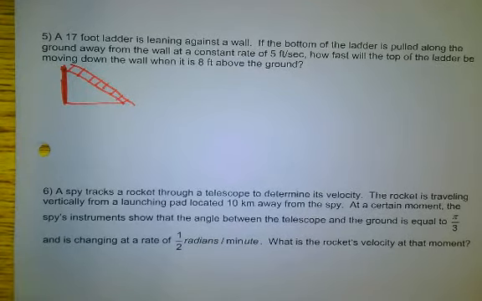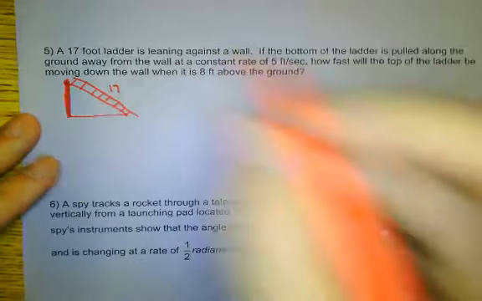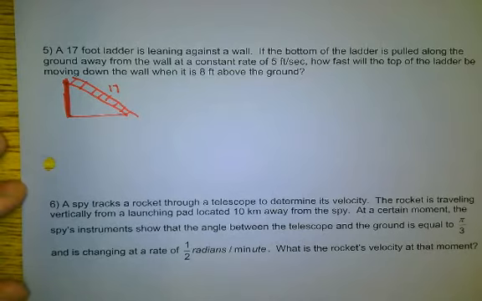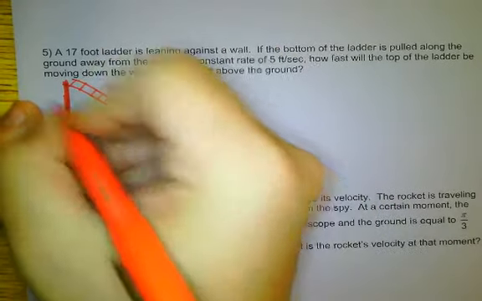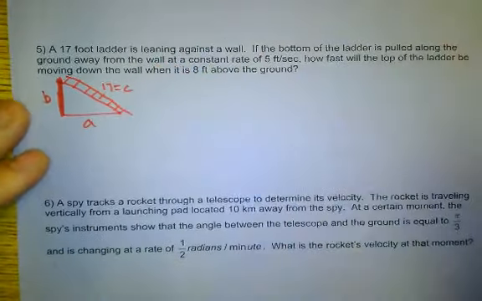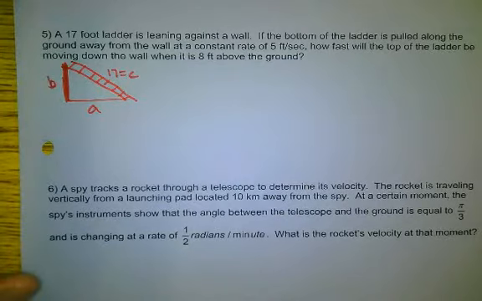Okay, what do I know? What variable do I call that? C. Let's call that C. So I'm going to call this A, I'm going to call this B, and I'm going to call this C. The reason is because we're probably going to end up using the Pythagorean theorem here.